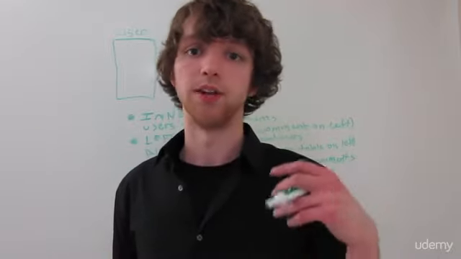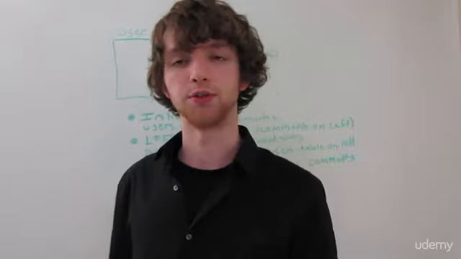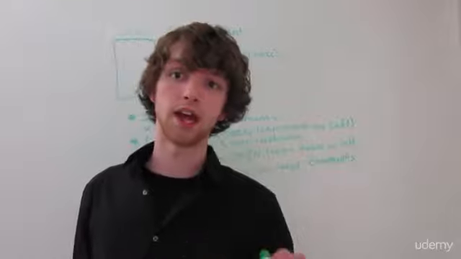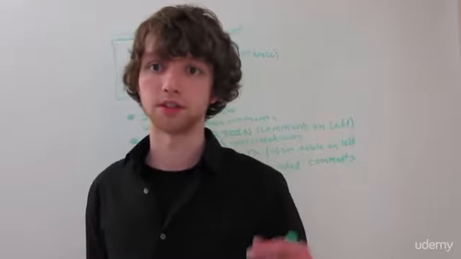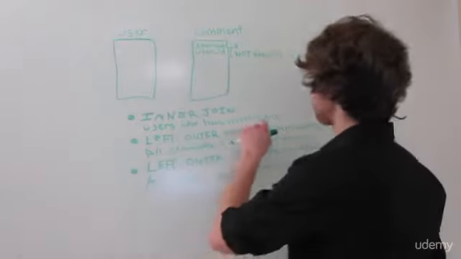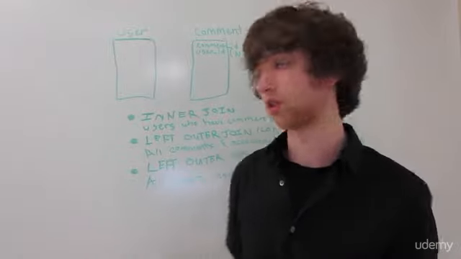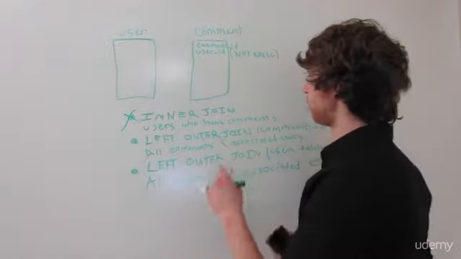So basically, if it includes all of the users, I'm going to label it with a star. If it only includes some users, I'm going to label it with an X. Same for the comments. All the comments is going to be a star, some of the comments is going to be an X. So, users who have comments. Well, only some users are going to post comments, so that's going to be X on the user end.